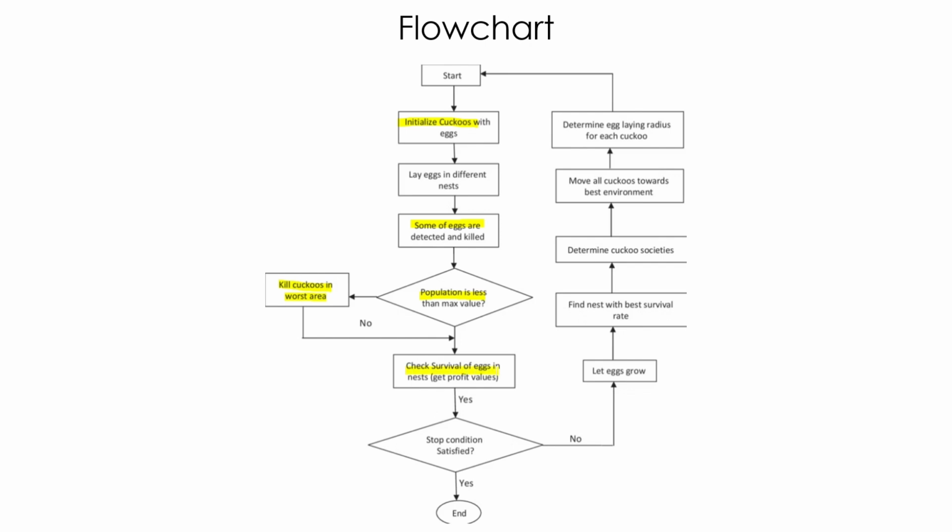In the next step, check if the stopping condition is satisfied. If no, the surviving eggs grow, getting closer to the best solution. Find nest with best survival rate, determine cuckoo societies, move all cuckoos towards best environment, and determine egg laying radius for each cuckoo. If yes, at the stopping condition, it shows that we have found the best solution and we end the process. After learning how the algorithm works, let's now understand why it is used.